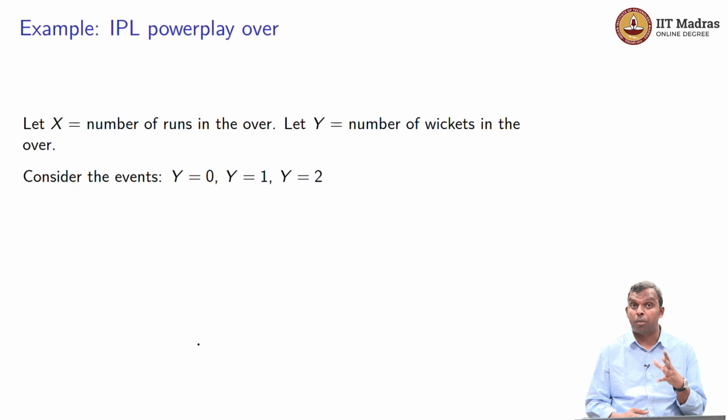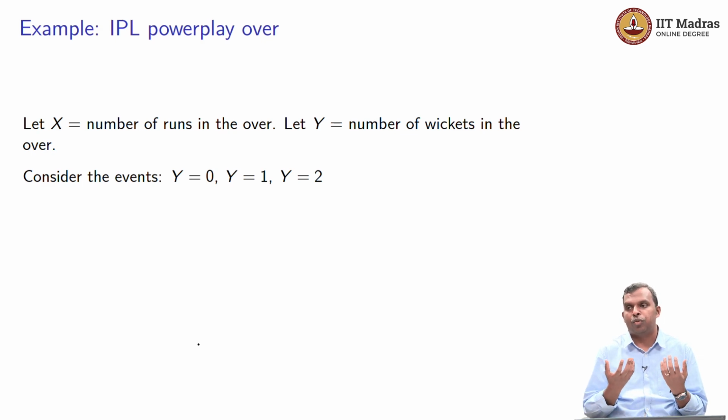Okay, the total number of runs scored in all the deliveries that were part of the over. So that's X for you. Then you can have a number Y, the random variable Y, which is the number of wickets that fell in the over. Once again, notice there are two different random variables. X is the number of runs in the over, Y is the number of wickets in the over.